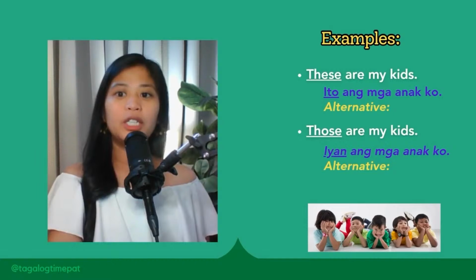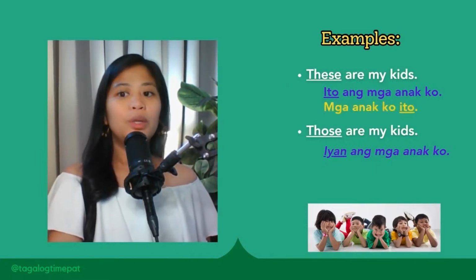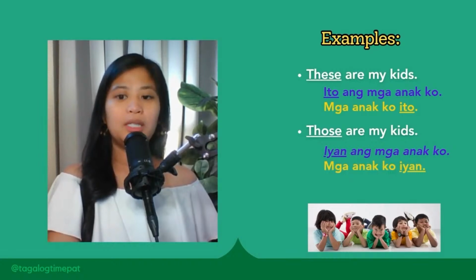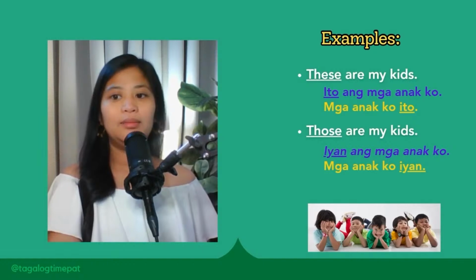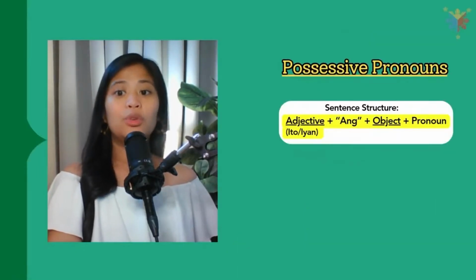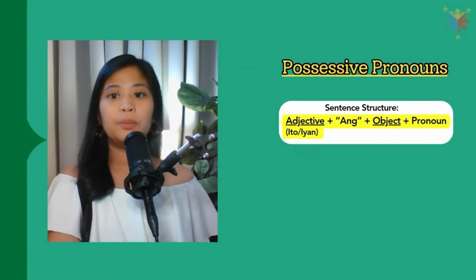Okay, so the alternative for ito ang mga anak ko would be mga anak ko ito. So the object goes first, then it's the pronoun, then it's the demonstrative pronoun. Mga anak ko ito. Yan ang mga anak ko can also be said, mga anak ko yan. Mga anak ko iyan. Okay, so those are the different ways you could say these phrases. They are both used equally as much. Okay? So this is just a review of the sentence structure for using these pronouns.